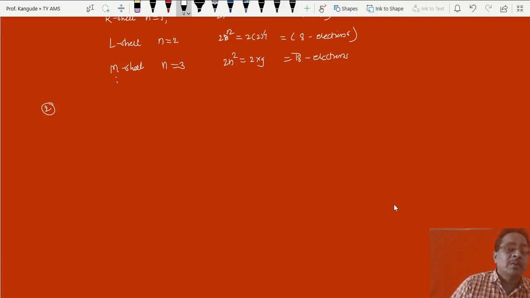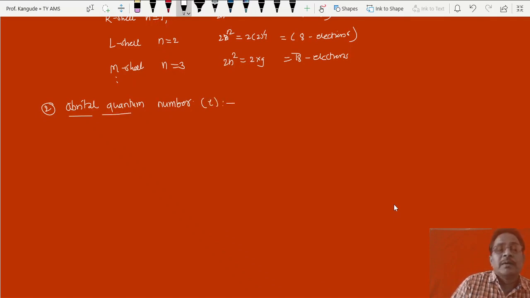Now, the second quantum number. Remember, this question is very frequently asked in examinations: describe the quantum numbers in the vector atom model. So the second we are going to discuss is the orbital quantum number, and the symbol for that is small l.